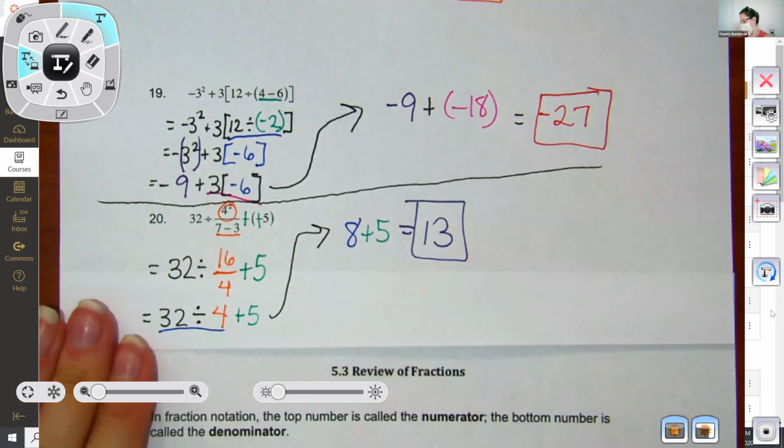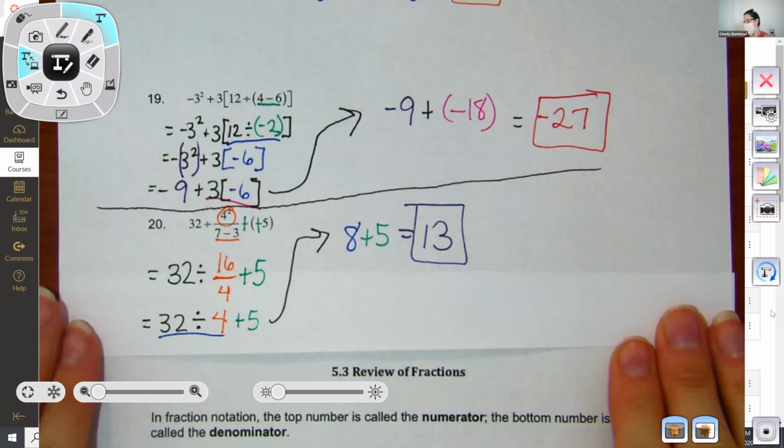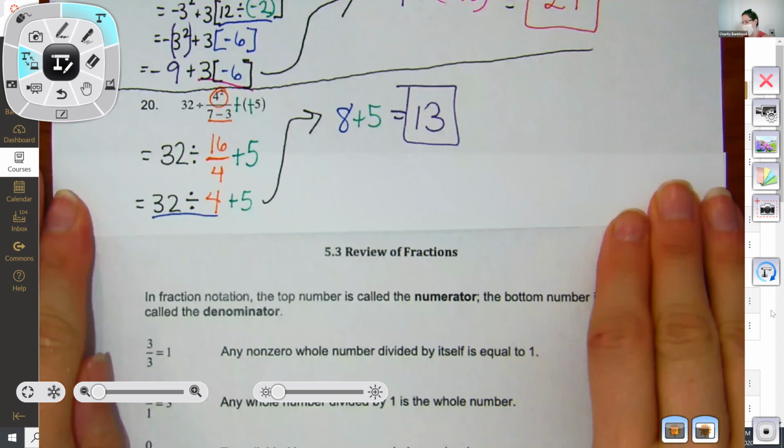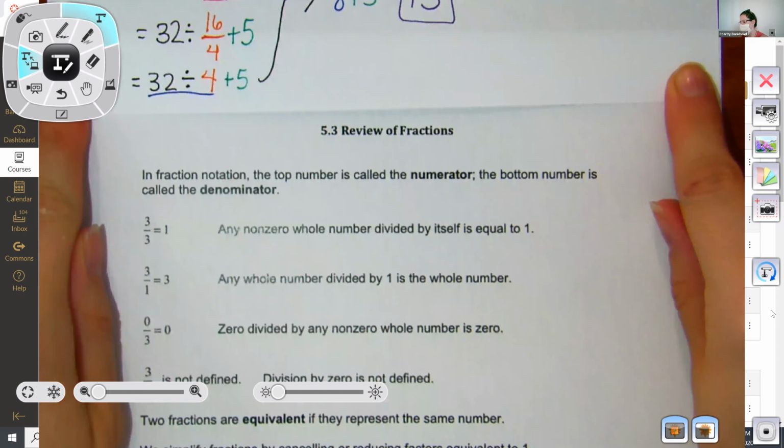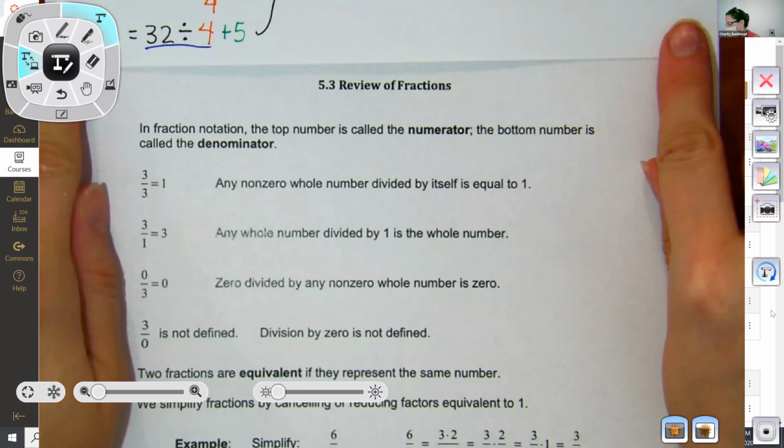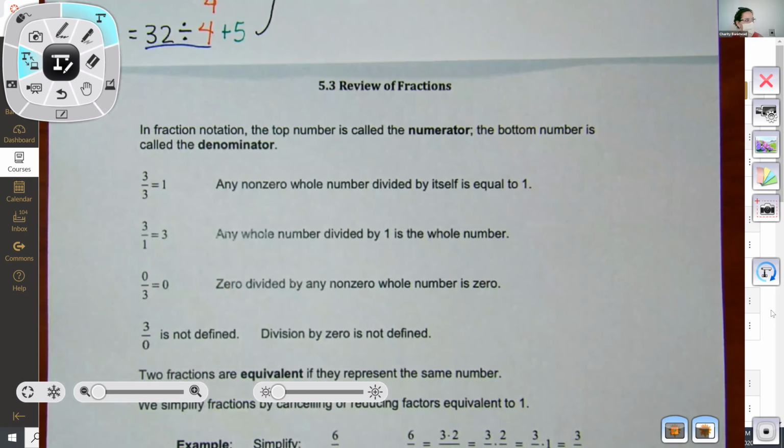All right. So next we are going to do a review of fractions. Obviously we just talked a little bit about fractions, and hopefully, I know you've learned things about fractions at some point in the past.